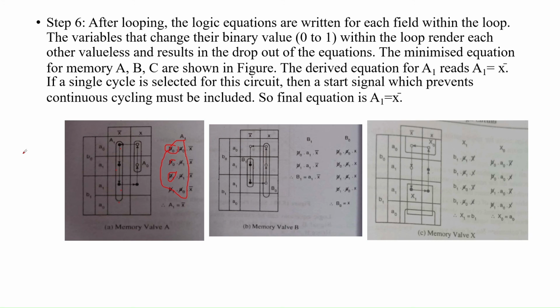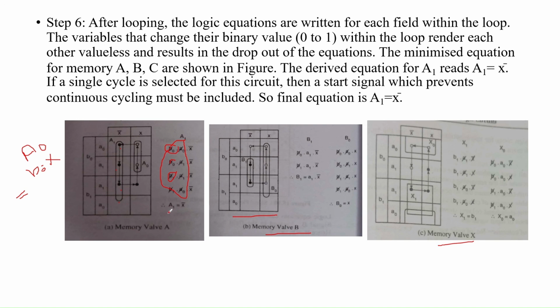So how can we write this for A0? For A0 we have two equations, right? B0 A1 x and B0 A0 x. These have only one changing variable, which is A0 to A1. So what will be the final equation for A0? It will be B0 x, right? Okay, so similarly we can also write for memory value B and memory value X.